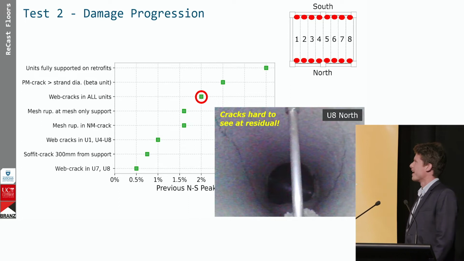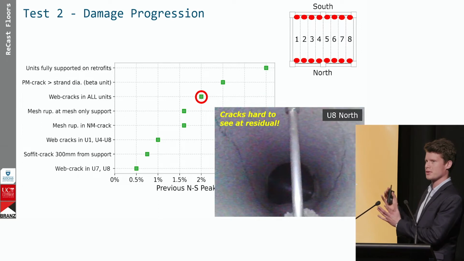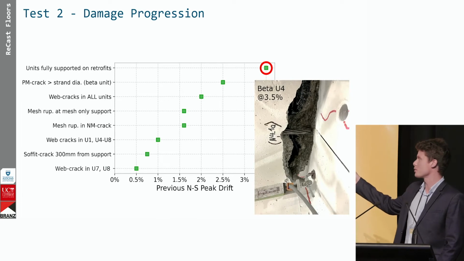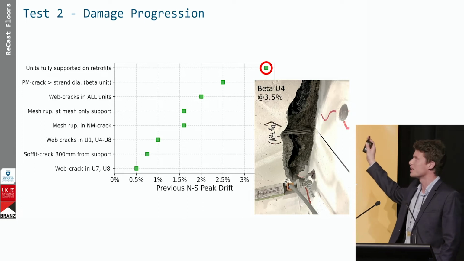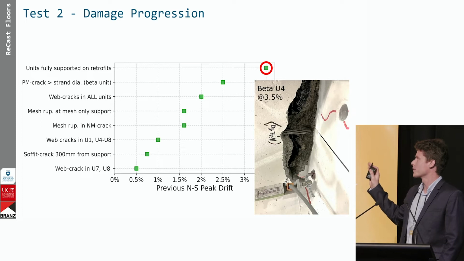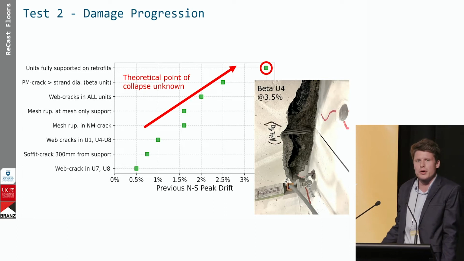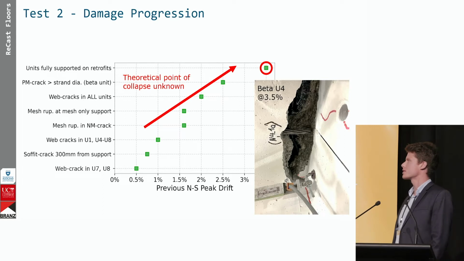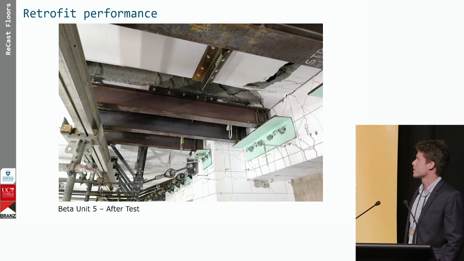Something that we found is that at residual, it's really hard to see those cracks because they're closed up. So this picture was taken at 3.5%, and you see the strand is not even bonded anymore. And so all the retrofits at this stage supported the floor. And so we couldn't really say at what point this floor would have dropped throughout the test because we had those retrofits. So let me talk about the performance of those retrofits a bit more.